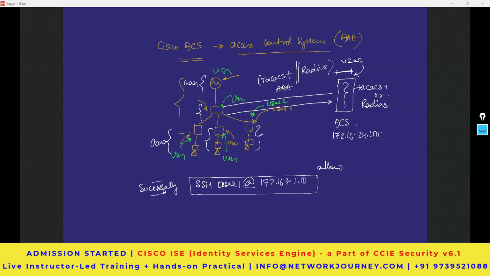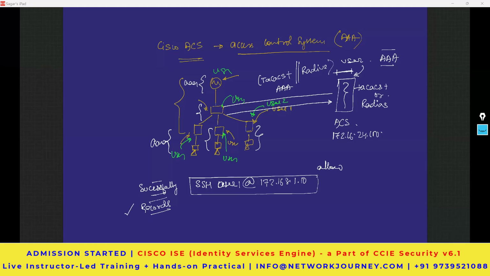Second thing, because AAA is not just about account authentication, it's about authentication, accounting, and also authorization, right? So it will also record all the traces: who has logged in, who has done what type of command trigger, who has rebooted it, who has done the configuration. So it will also record it.